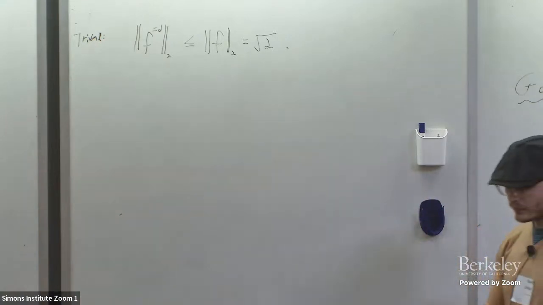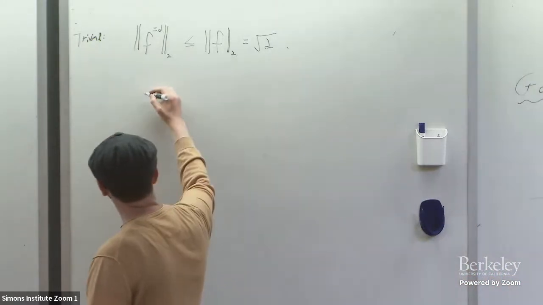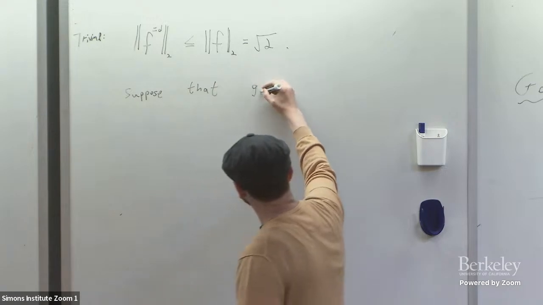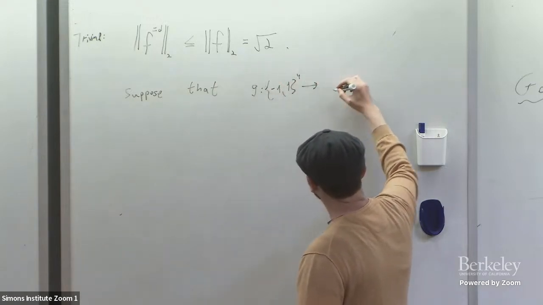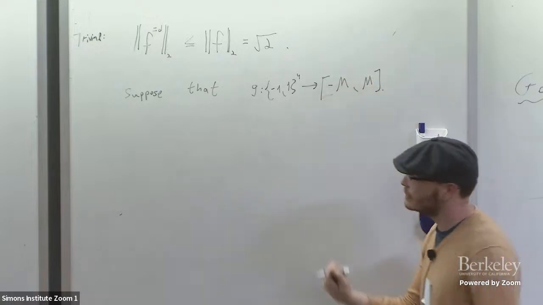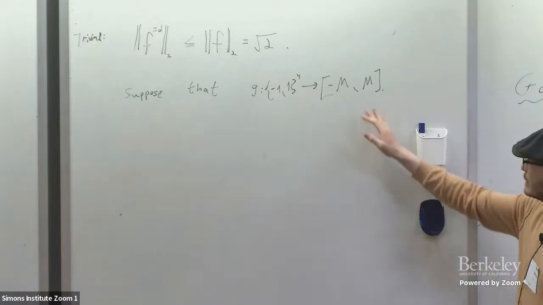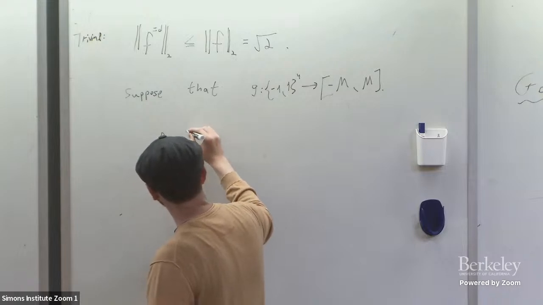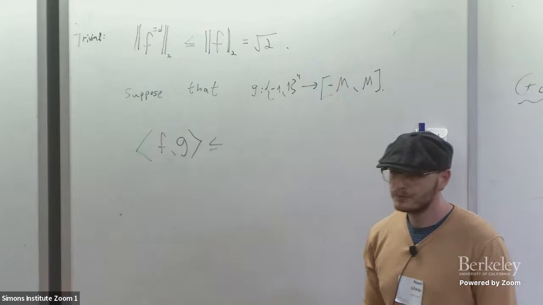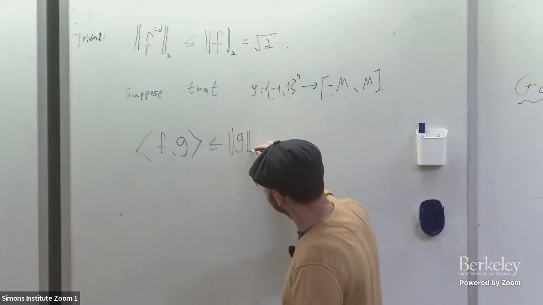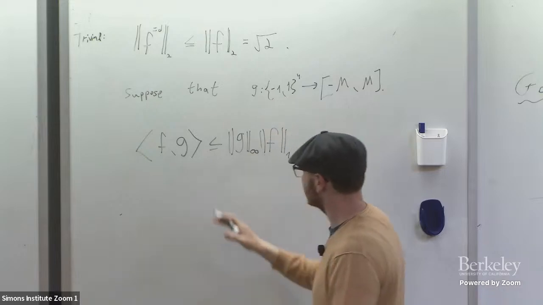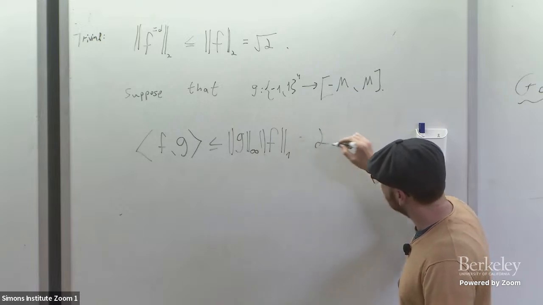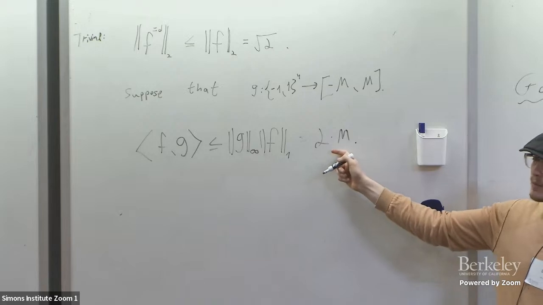And let's say that we have a function g, and we know that g is bounded. So suppose that g is a function that takes values in the interval minus m to m. Let's think of m as 1 or something. So g is a bounded function. Then we can say that the inner product between f and g is at most the L infinity norm of g times the L1 norm of f. So the expectation of fg is at most m times the 1 norm of f, which is alpha times m. So when alpha is small, we get something that's much smaller than this root alpha.